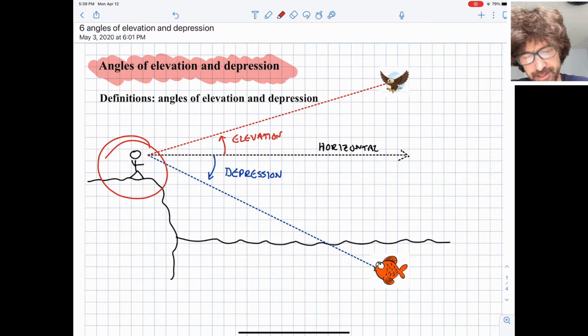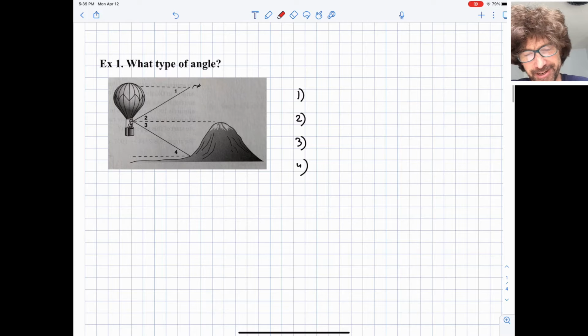All right, so let's do a quick example problem here. It's asking for what type of angle, and we have 4 different angles listed there. Maybe pause this video, try to answer it on your own. Remember, angles are always relative to a horizontal, and they're also relative to the person or item or animal or object doing the viewing. Okay, so for angle 1, that's going to be an angle of depression.